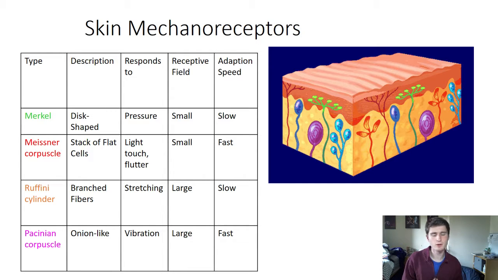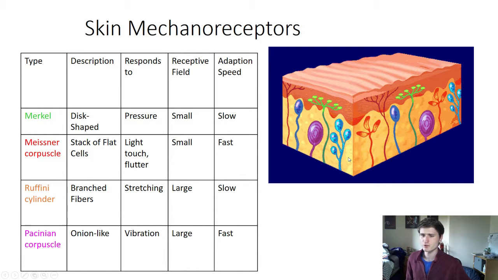And if you think about the 2-point test that we did in lab, the Meissner corpuscles are basically what that was testing, specifically where they were and how frequently you have them in your skin.